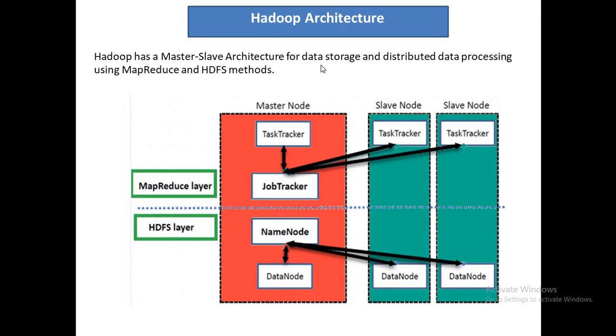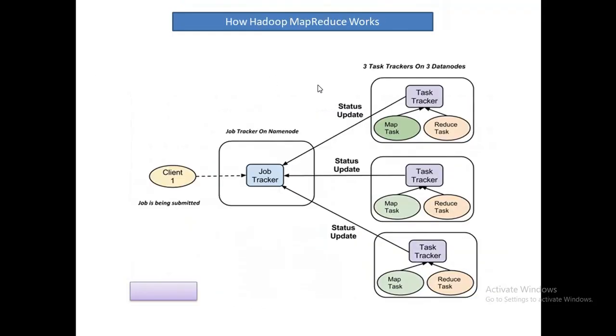When you come to MapReduce, map is the master and reducer is the slave. Whatever the master gives, that is the map. After reducing and giving the output, according to that it works as the reducer. In the same way, in the HDFS layer, whatever the name node gives, the data node works accordingly. This is the Hadoop architecture.